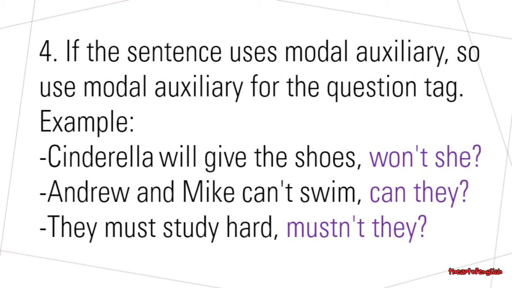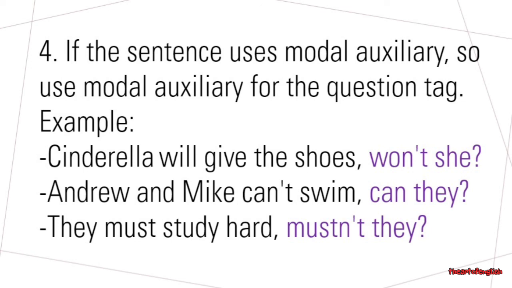So here is the example. Cinderella will give the shoes. In this case, the sentence is positive. Of course, will, as the auxiliary, we just change to negative, which becomes won't. So the sentence will be: Cinderella will give the shoes, won't she? And then we put the subject at the end, which is Cinderella, she.